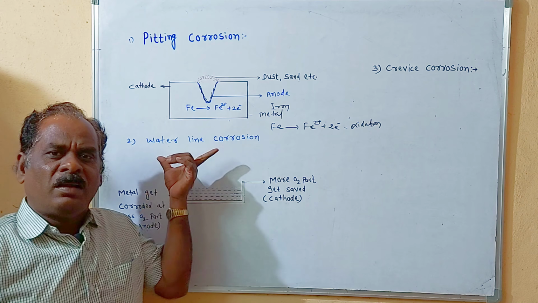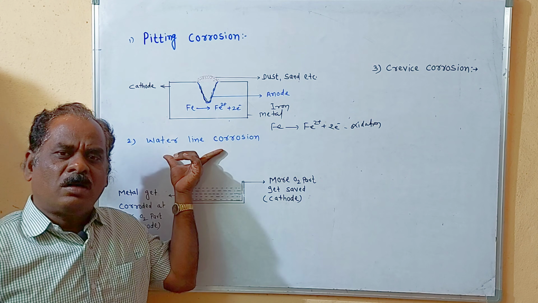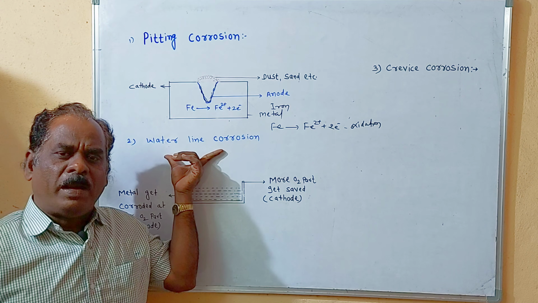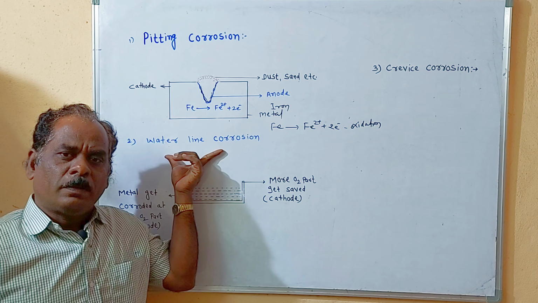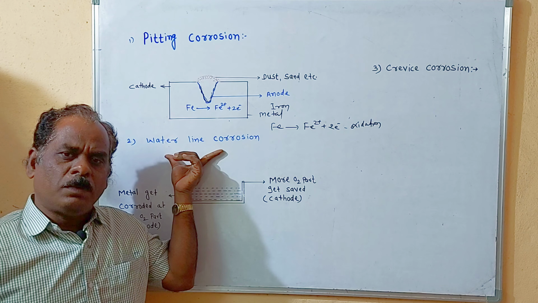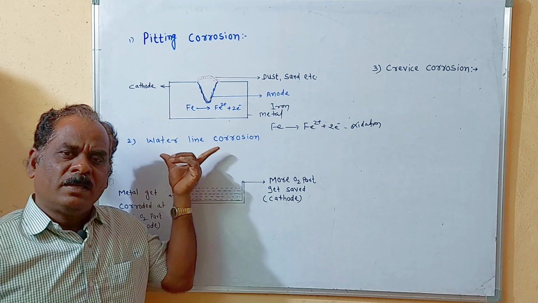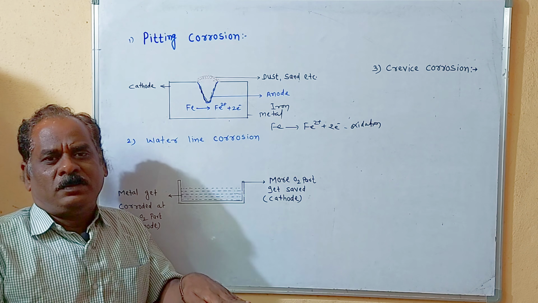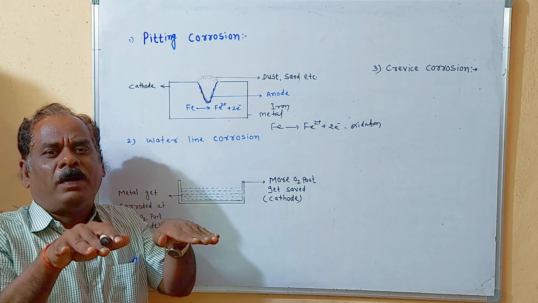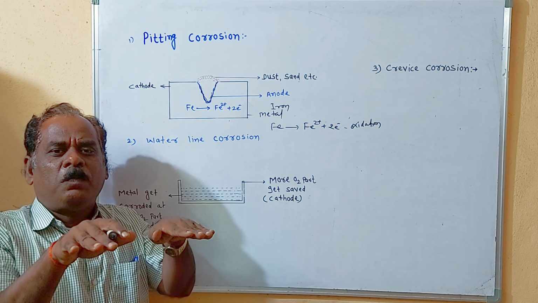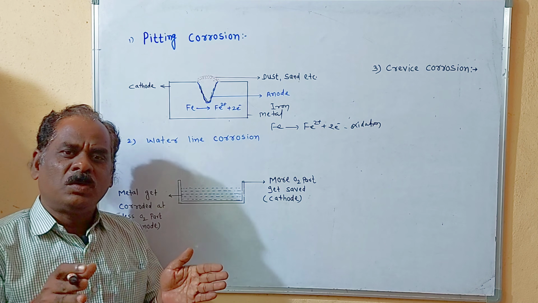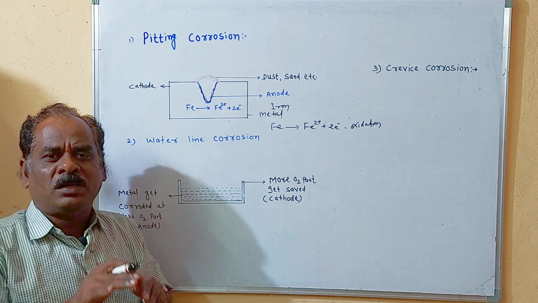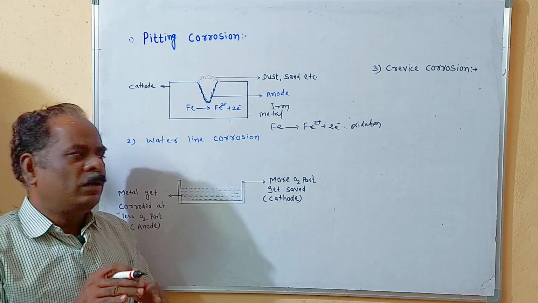I understand. The second example is waterline corrosion. This is the general corrosion that occurs in a ship or water pipeline. Why? Because in a ship or in a water pipeline, some parts are completely under the water and some part of the iron pipe is in contact with atmospheric oxygen. Here also differential aeration occurs. Which differential aeration? Oxygen differentiation. What is the difference here?